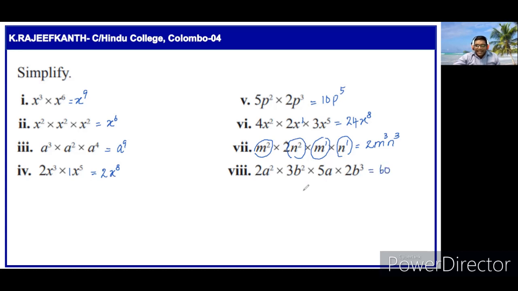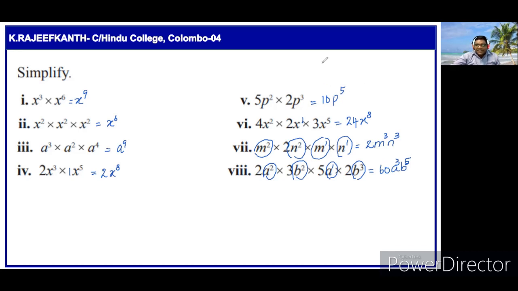First we multiply the numbers. Then we have to multiply the powers with the same base. Here a to the power 2 into a to the power 1. Then a to the power 2 plus 1, 3. Here b to the power of 2 into b to the power of 3. If you multiply these two powers, then we can write b to the power of 5.